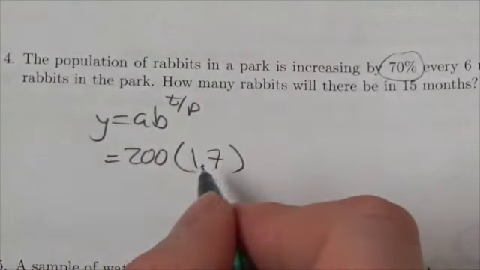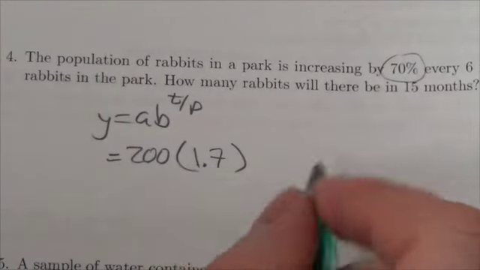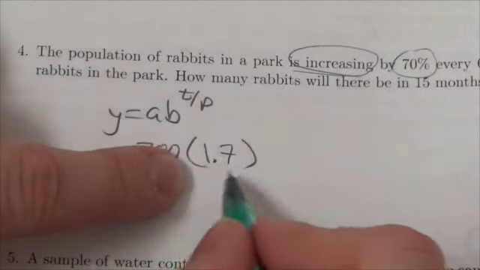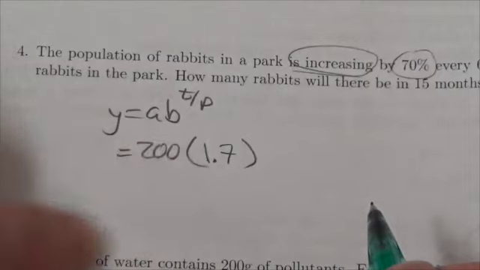Okay, if you put just 0.7 here, then what you're saying is 30% of them are dying off. You've got to understand that it's increasing. So this number here has to be larger than 100% by 70%.